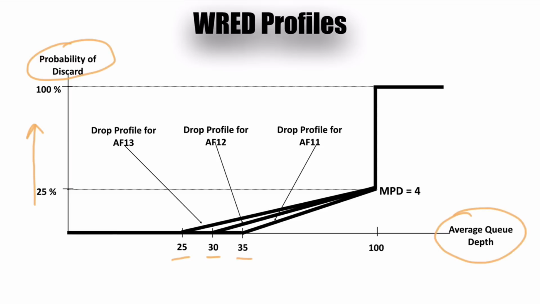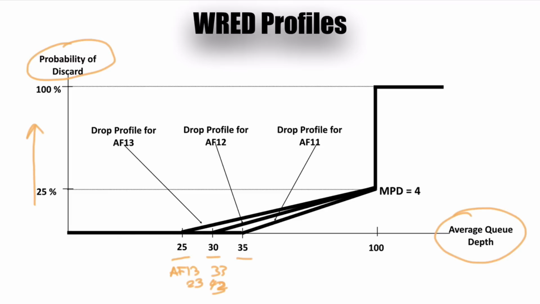Now, what's going to be high drop probability? It's going to be AF 1-3, 2-3, 3-3, 4-3. Everything that ends in a 3 is going to have that same high drop probability. What's going to have the medium drop probability? Anything that ends in a 2, AF12, 22, 32, 42. Low drop probability, that's going to be AF11, 21, 31, 41.